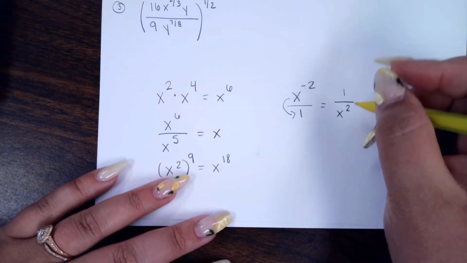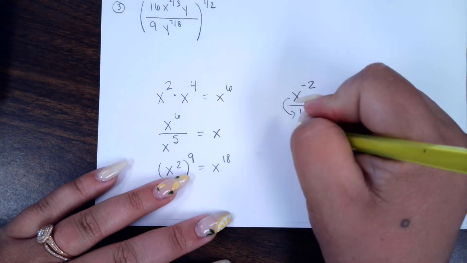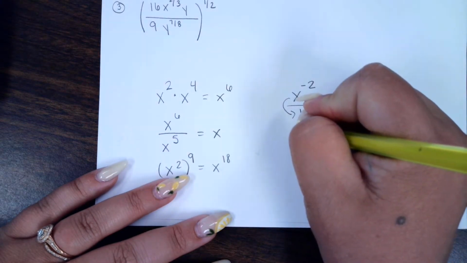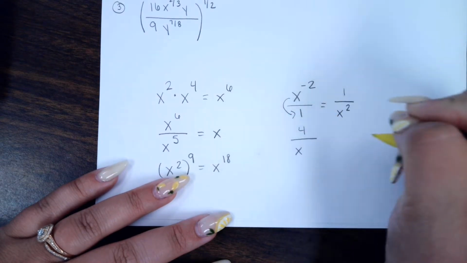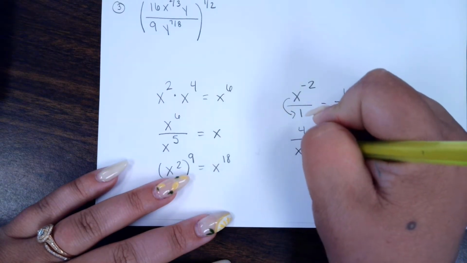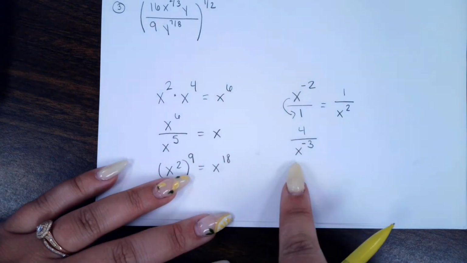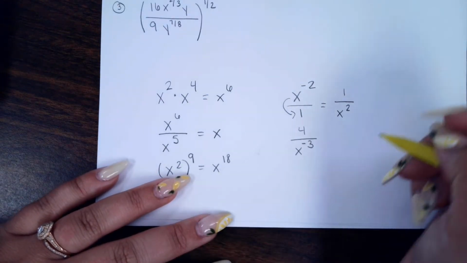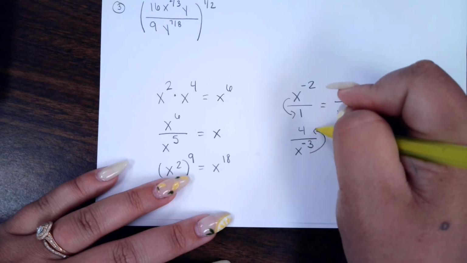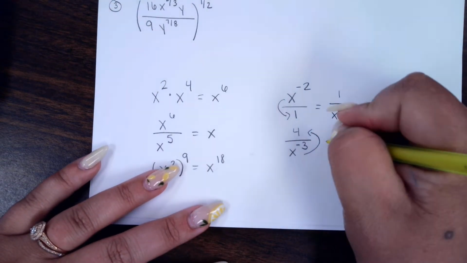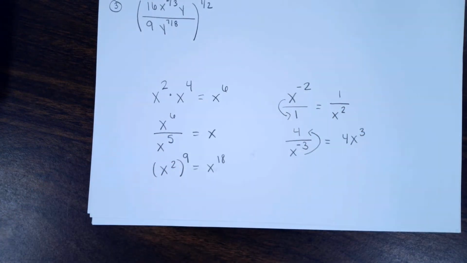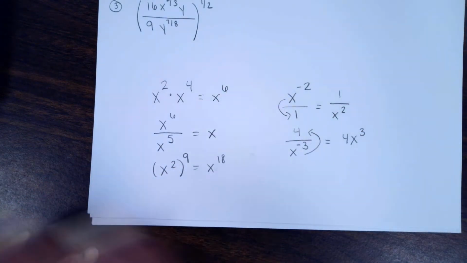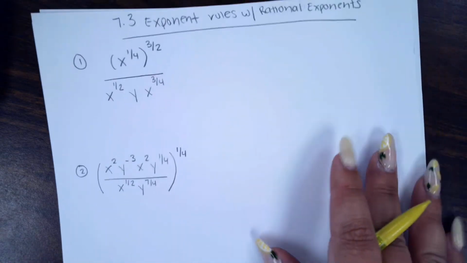And it works the same way if you have a negative in the bottom. So say I have 4 over x to the negative third. Because this x has a negative exponent, I need it to be positive. It flips to the numerator. So this would be the same as 4x to the positive third. Alright, now that we've reviewed those, let's take a look at our first example here.